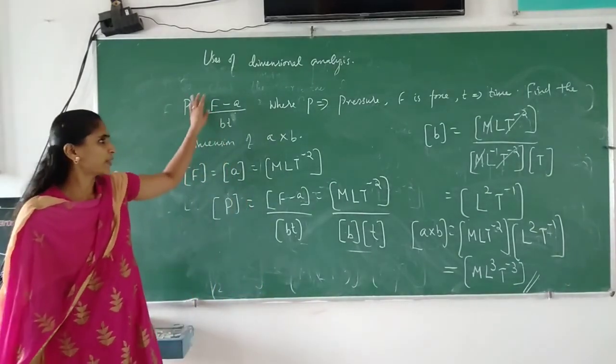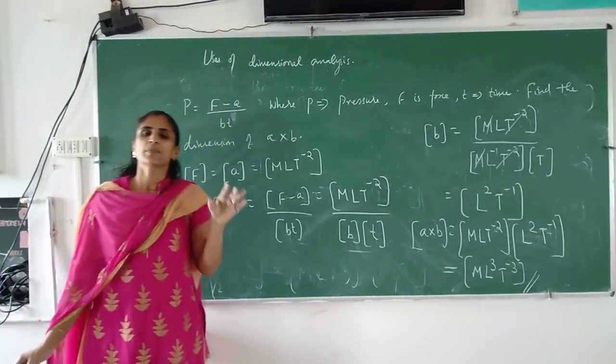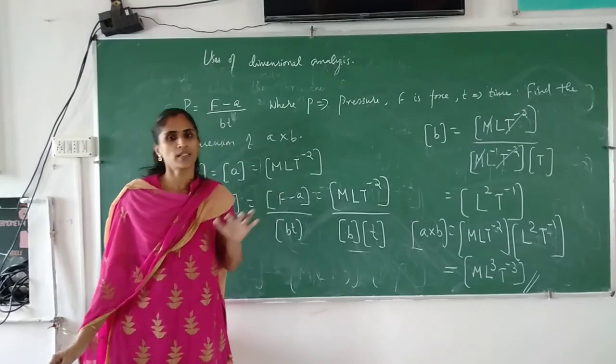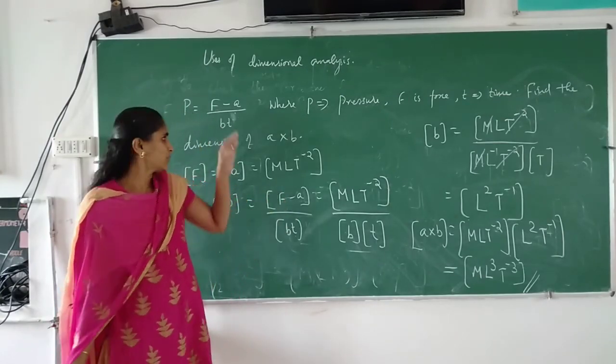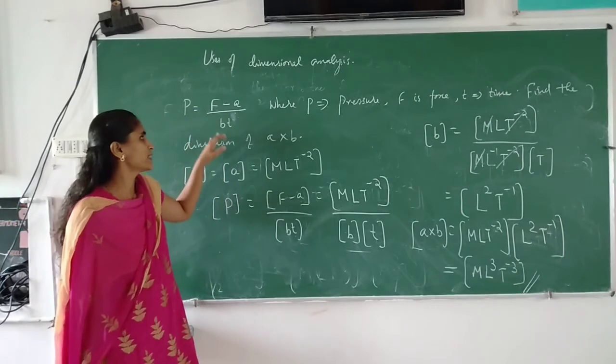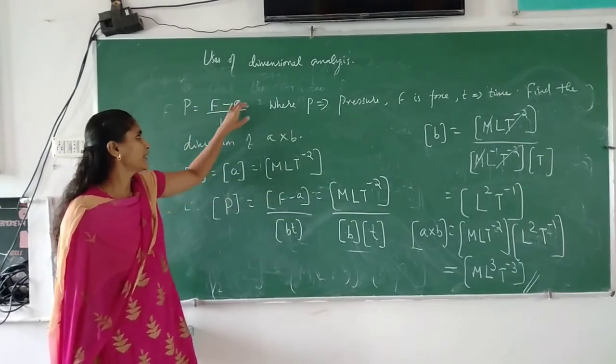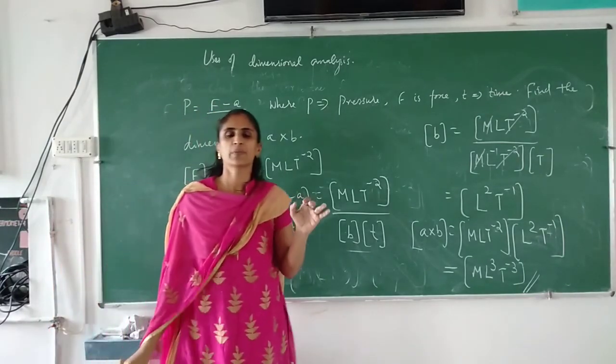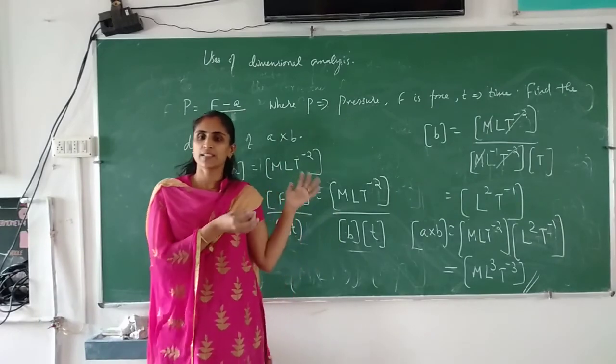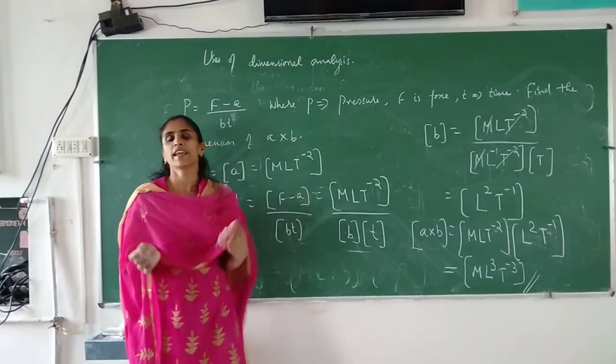So these things only you have to keep in mind. Same dimensional quantities can be added or subtracted. Otherwise, it will become too much complicated if you write it separately, F by Bt or A by Bt like that. If you write, it will become much more complicated. So in this way, you can find the dimension of A and B.